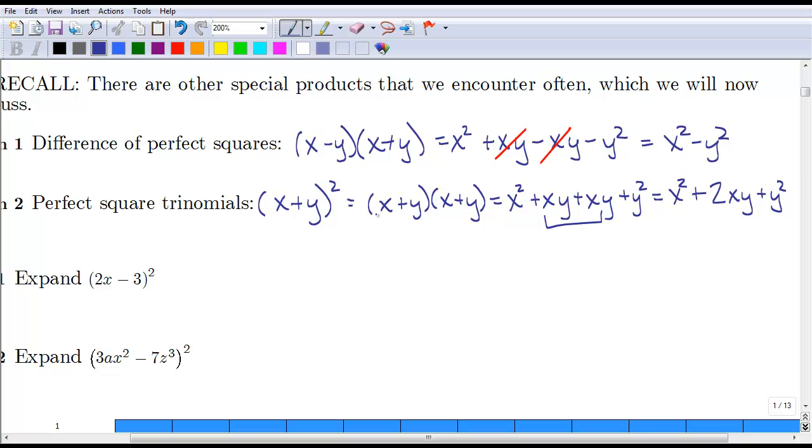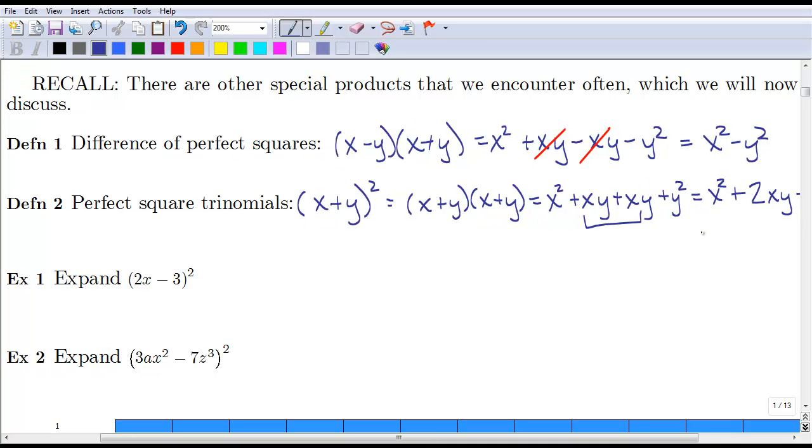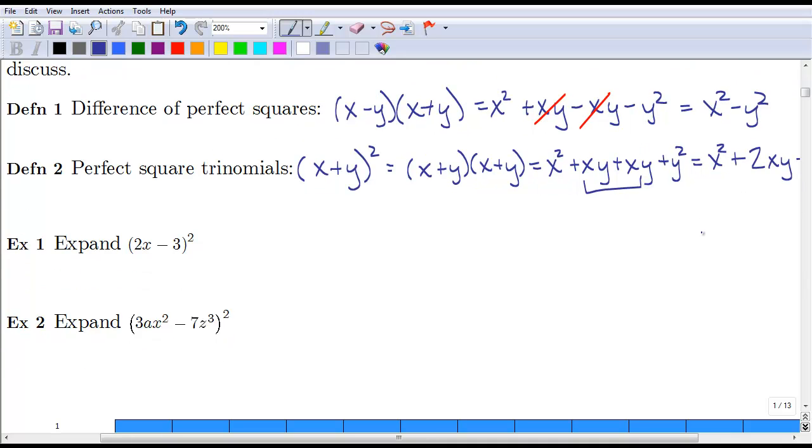If this had been a negative, then the only difference would be a minus 2xy in the middle here. So those are 2 common ones that we see. And again, we can use the formula for the perfect square trinomial to expand these without having to FOIL them.